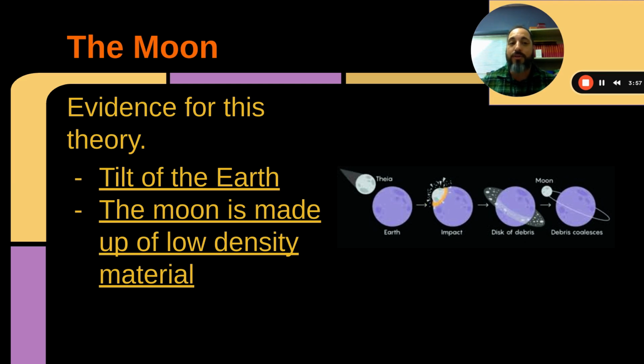And the moon is made out of low density material, lower density than we would expect. If it was formed at the exact same time as the Earth, it would have the same approximate density, the same types of layers that the Earth does. But we've noticed that the layers are a little bit less dense, which means that as Theia came by and ran into the Earth, the lower density materials that are closer to the surface sprayed out into the solar system, and that's what would eventually form our moon.